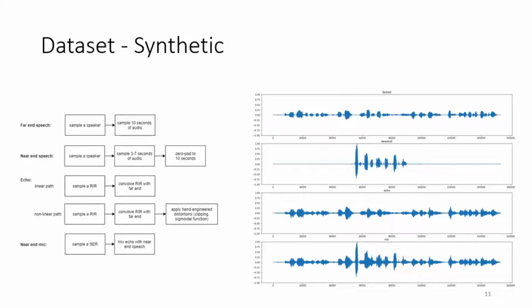The provided training dataset is synthetic and is constructed as shown in this figure. For example, for near-end speaker, we sample a speaker from the crowdsourced dataset, sample 3 to 5 seconds of audio, and pad it to 10 seconds. For echo data, we sample a response function, convolve the far end with the response function, and then apply additional distortions such as clipping or a sigmoidal function.